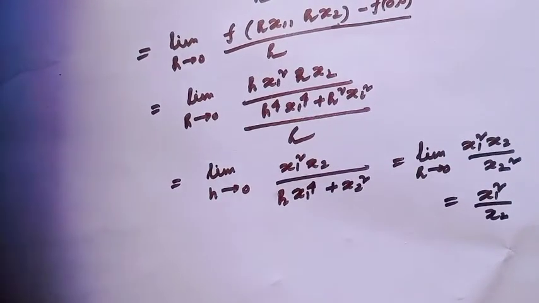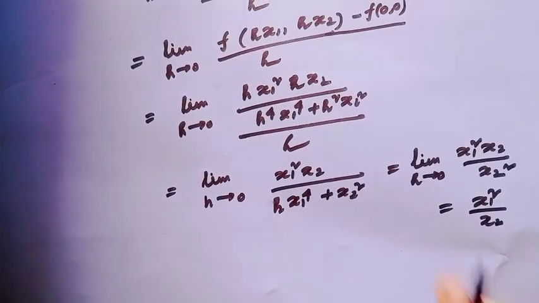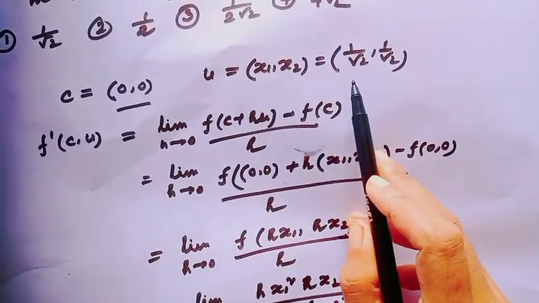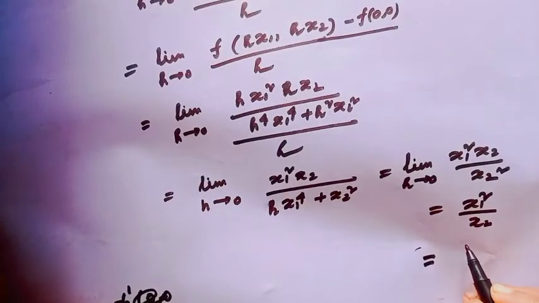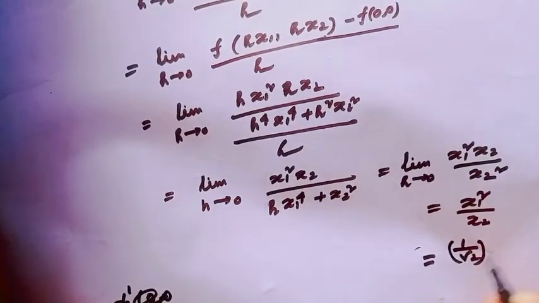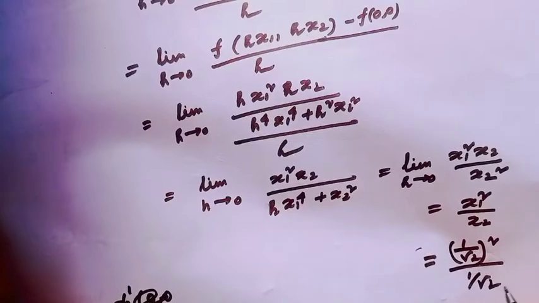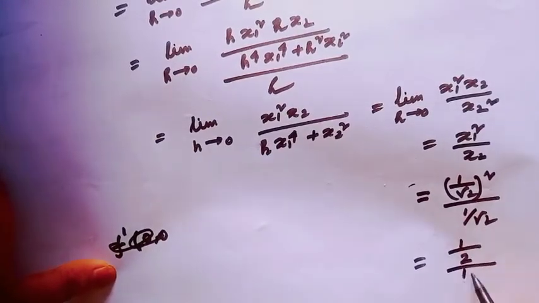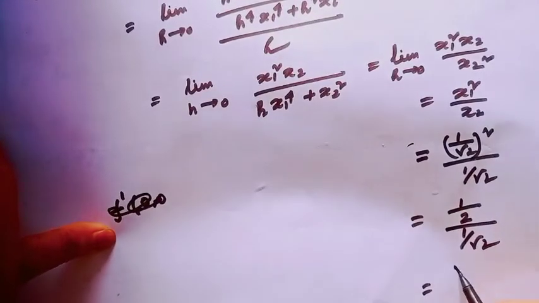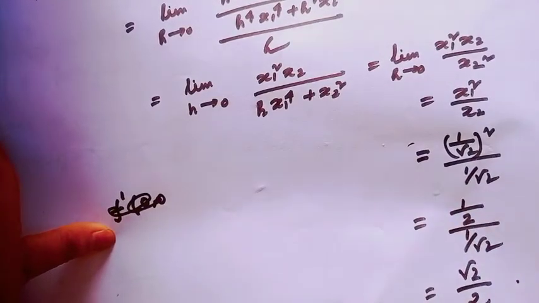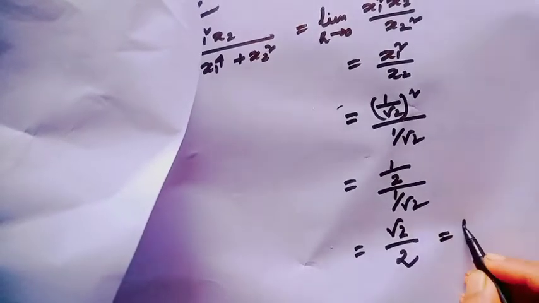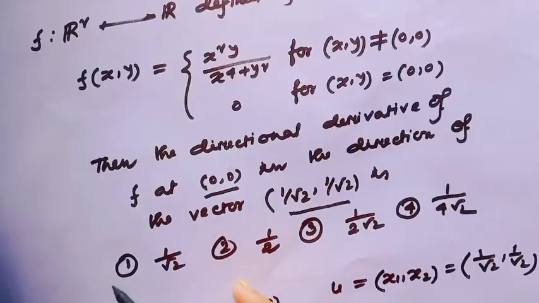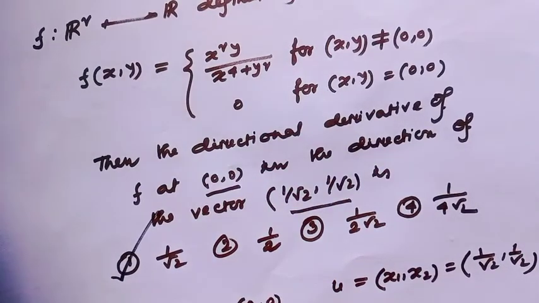Okay, since the given direction is (1/√2, 1/√2), this value would be (1/√2) whole squared over 1/√2. That means this is equal to (1/2) over (1/√2), that means √2 over 2. Okay, after simplifying, this value would be 1 over root 2. Option 1 is the right option.